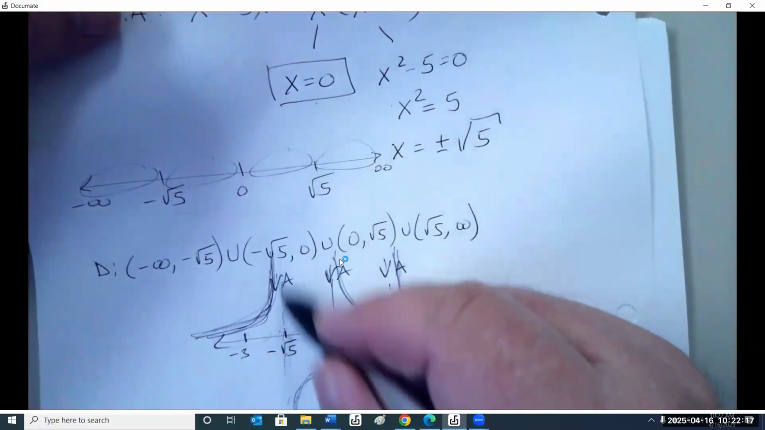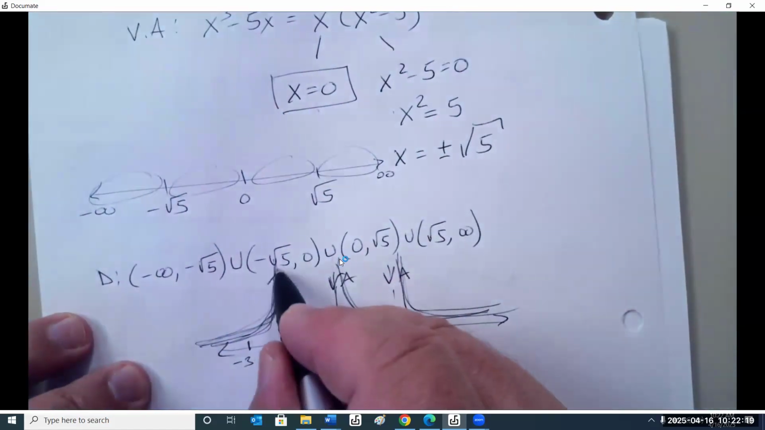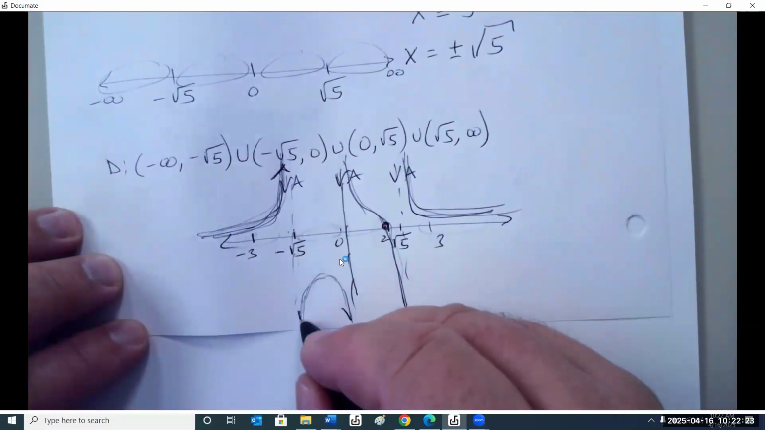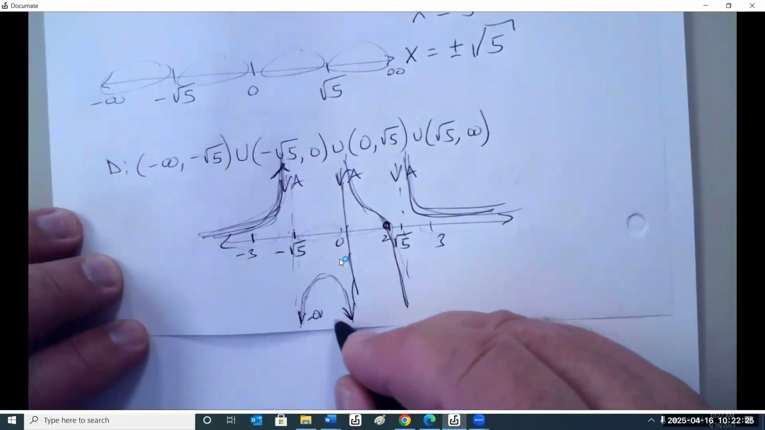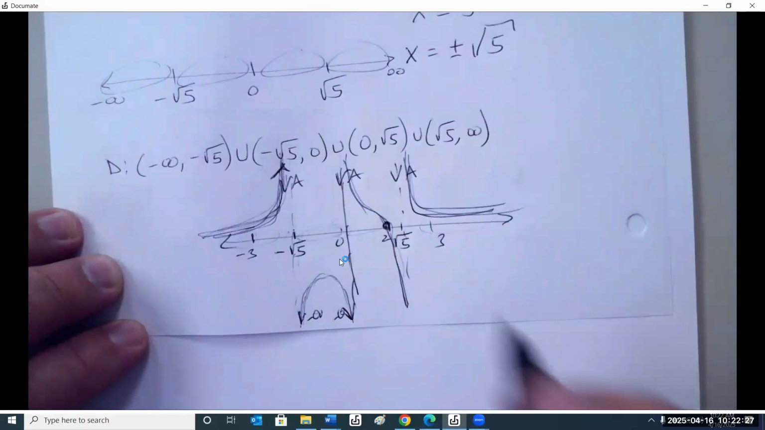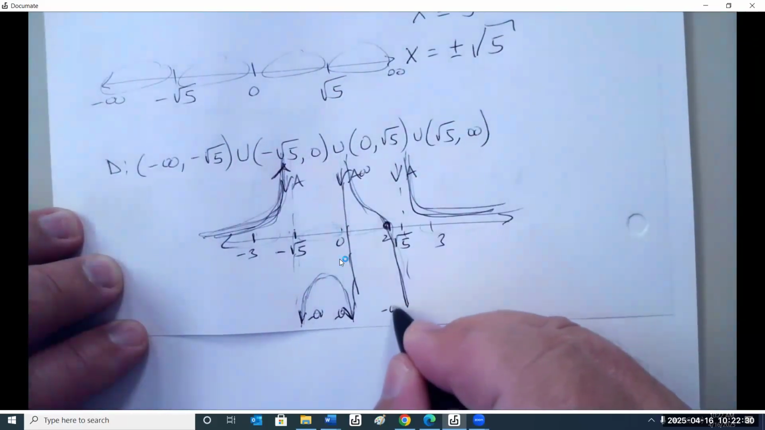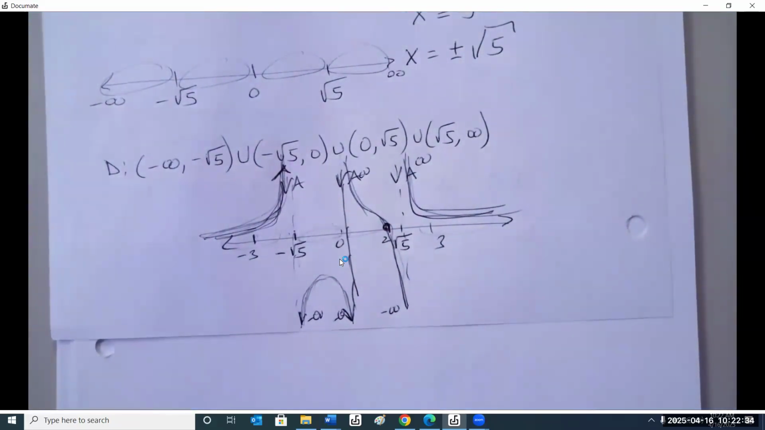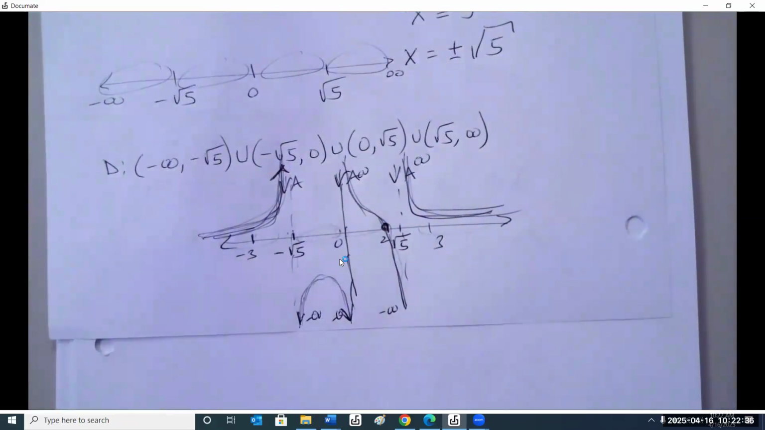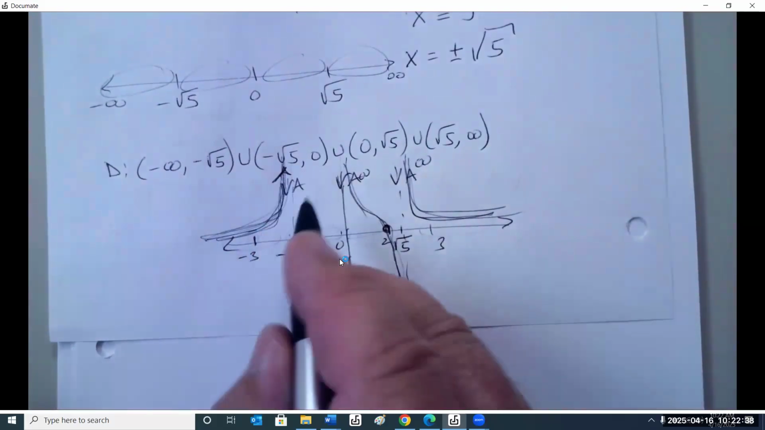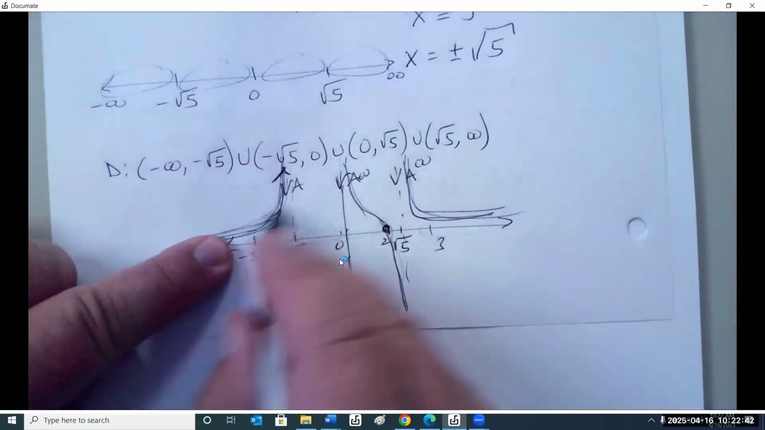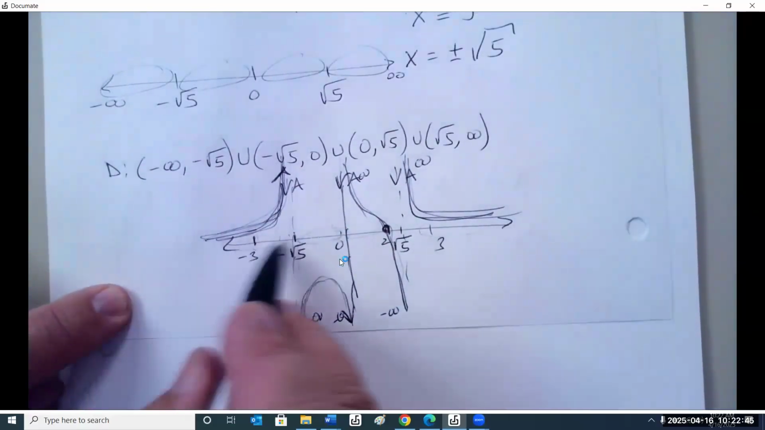So since these are asymptotes, this one is going to positive infinity. This one's going to negative infinity. This one's going to negative infinity. So the values coming in, how do I know it's going to positive infinity? Since this one gives me a positive answer, all of these numbers here have to be positive, since there's no x-intercept.